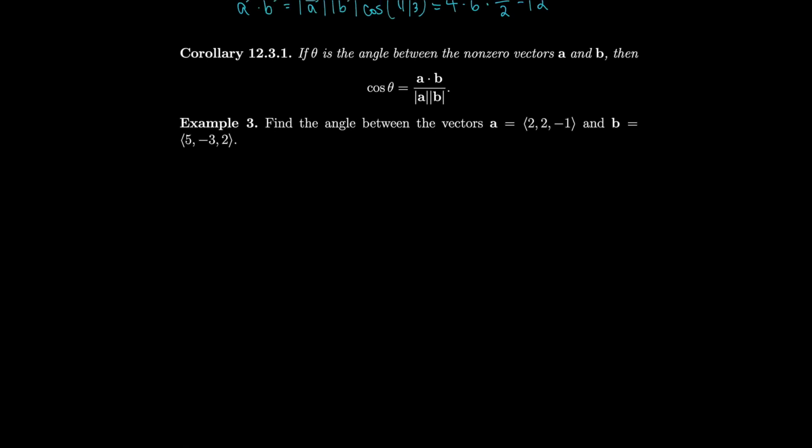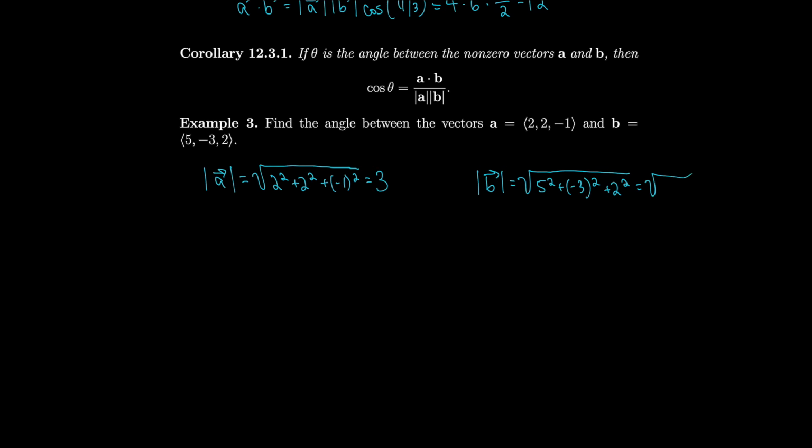How about we try finding the angle between these vectors? So first we need the lengths. The length of A is just the square root of 2 squared plus 2 squared plus minus 1 squared. So that's just 3. Then the length of B is just the square root of 5 squared plus minus 3 squared plus 2 squared, and that's just the square root of 38.